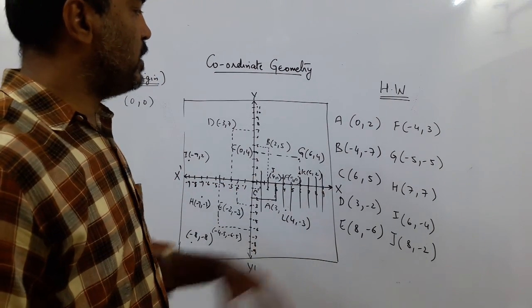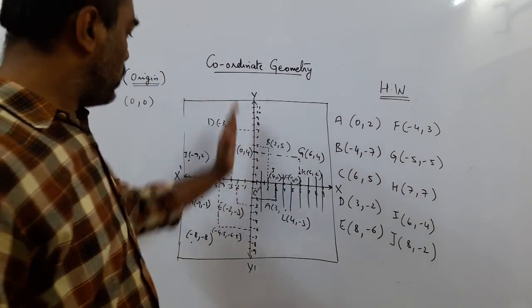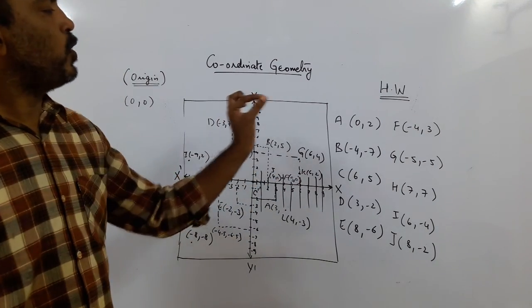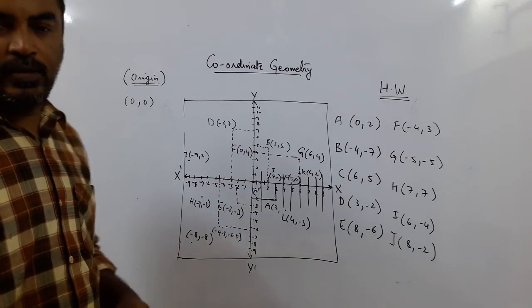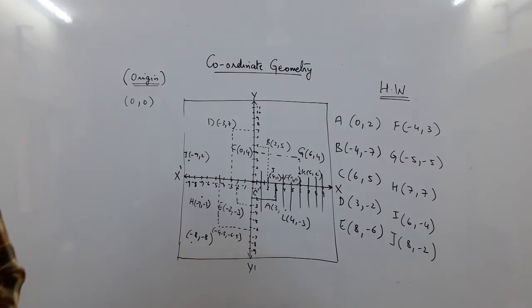Okay. These 10 points, take a new graph paper, draw this again the same way, plot these points on the graph paper, click a photograph and send it to me. So this is the work for the day. We end here. Thank you.